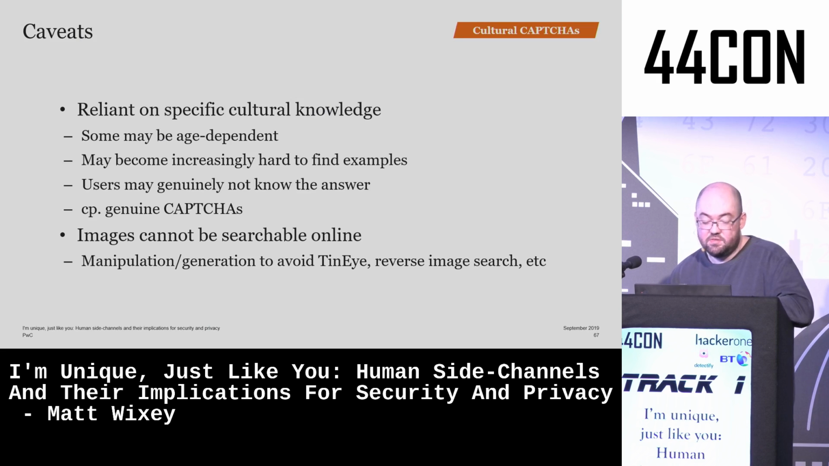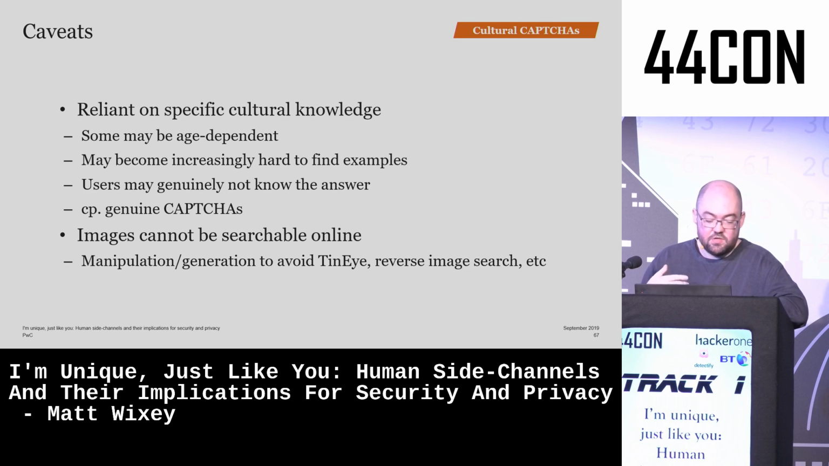Other caveats is that it is really reliant on specific cultural knowledge, and some of it may be age dependent as well. So it's increasingly hard to find examples that more recent generations, to put it kind of politely, might know. So things like Mr. Blobby, for example, Noel Edmonds, kids born more recently might not know that at all. Same with the Chuckle Brothers, same with Fawlty Towers, that kind of thing.